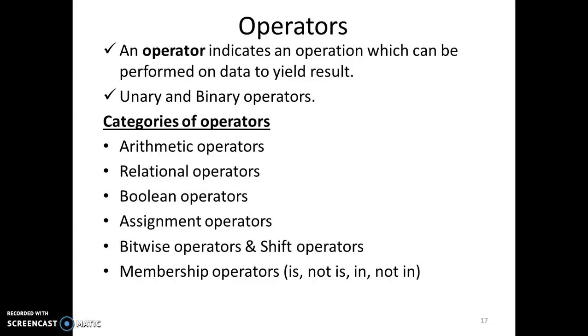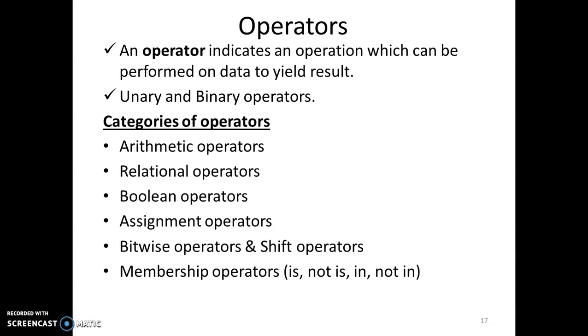So, an operator indicates an operation which can be performed on data to yield a result. Like in any programming language, basically two types of operators are there, unary and binary. There may be ternary operators also, but we'll focus our discussion on unary and binary operators. A unary operator works on one single operand, whereas a binary operator operates on two operands.